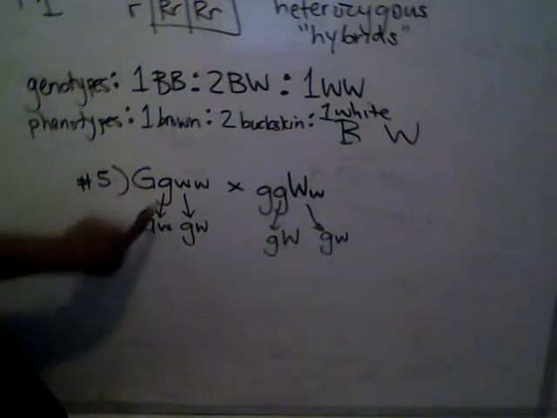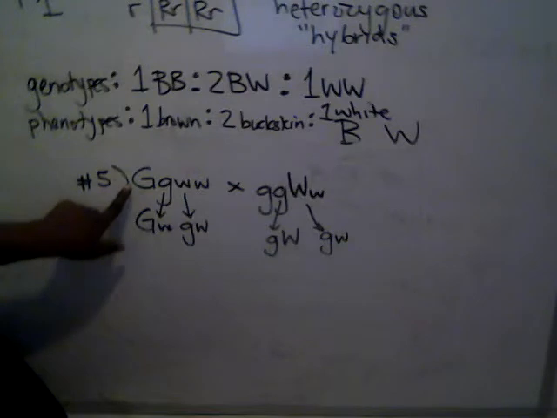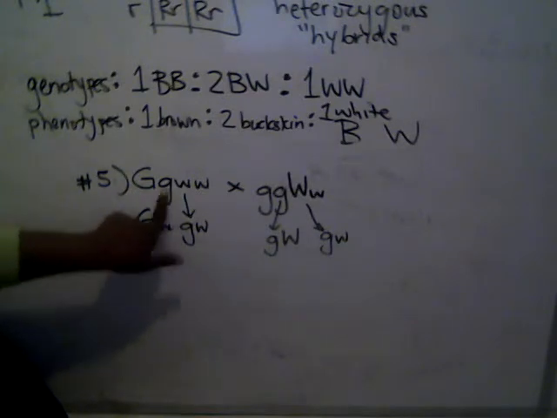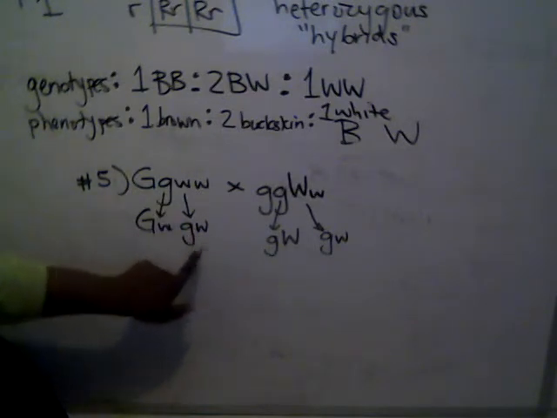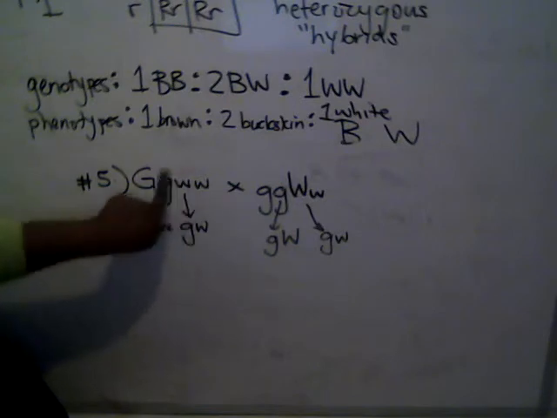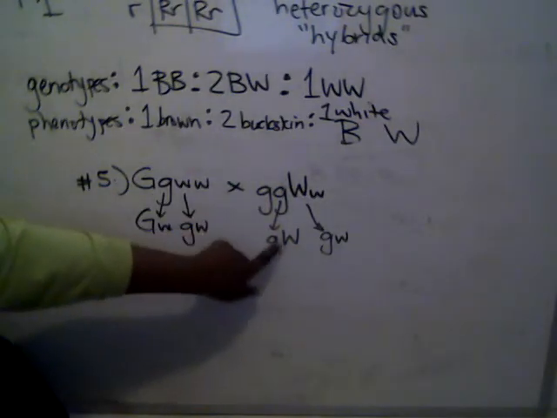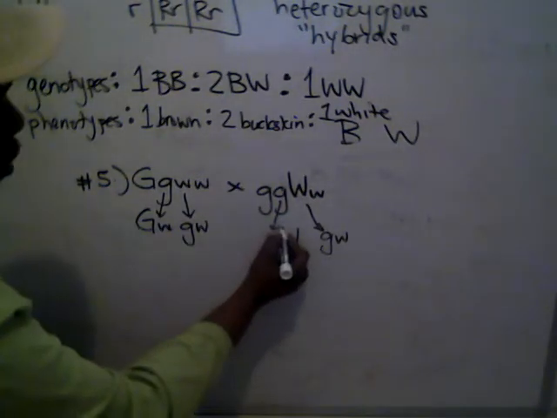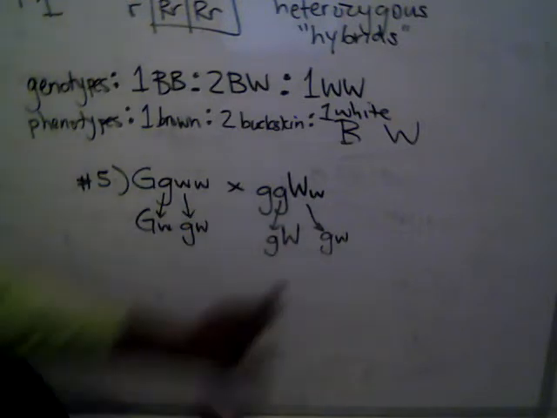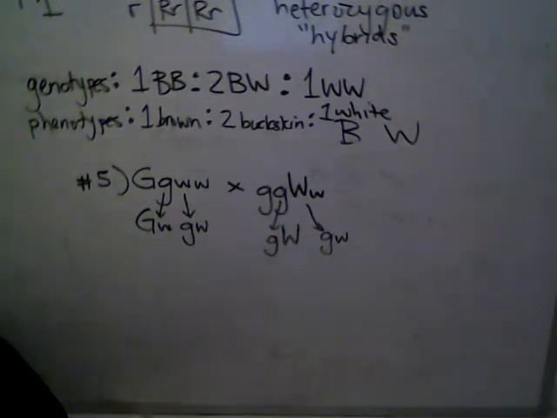So it has to give a G and a W, but it's up to the different combinations as to what parents can give. This parent can give a big G and a little W, or a little g and a little w, because those are the only options that this parent really has to work with. This parent could give a little g and a big W, or it could give a little g and a little w. These are the only 2 options that parent could pass on.